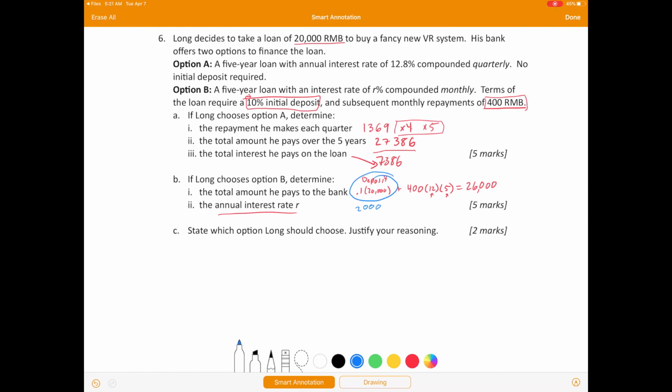So I would definitely say 2 things. I would say he should choose option B, but that is dependent because he saves almost 1,400 RMB, but that is dependent on his ability to pay the deposit. If he can't pay the deposit, then he needs to choose option A, and that would be my answer to letter C. All right. Okay, that's the end of the quiz. Hopefully that was helpful. Make sure that you get comfortable with the calculator stuff and that you understand how to work through that.